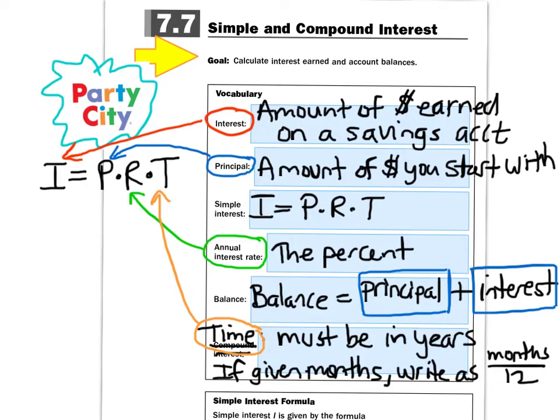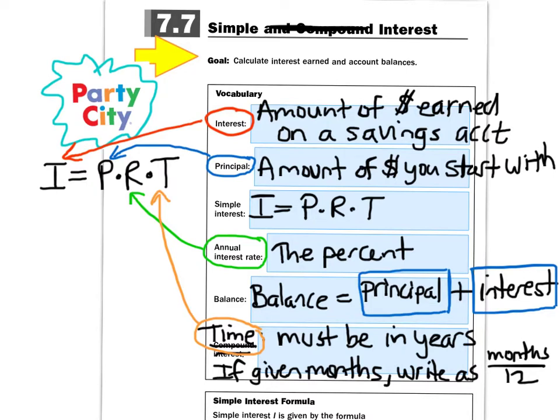Hello, you guys. Let's talk about simple interest. You can go ahead and cross out, and I'm going to do that right now, compound interest because we're not going to do that. We're going to focus on simple interest. And I have this Party City logo here because the easiest way to remember the formula for simple interest is I party. I equals P times R times T.